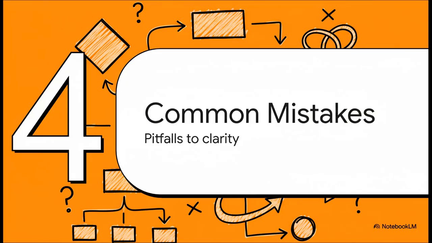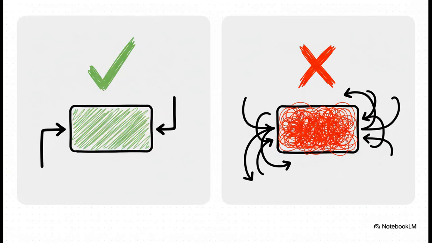Okay, so now that we know how to build one, let's talk about the common pitfalls. These are the easy-to-avoid traps that can quickly turn your beautiful, clear map right back into a confusing mess. One of the absolute biggest mistakes is using vague labels. I mean, look at this.